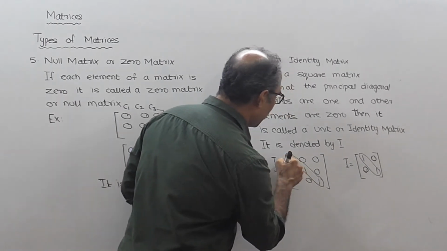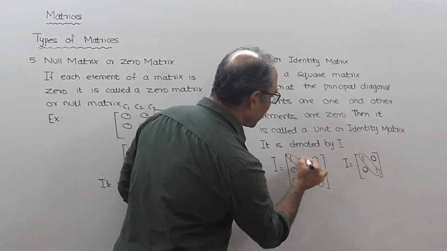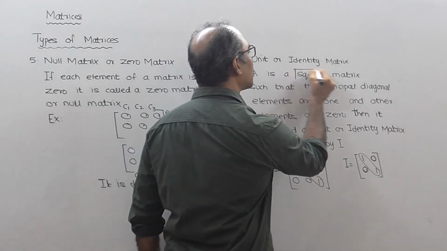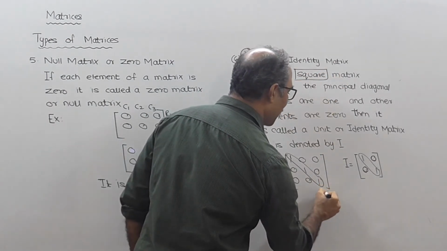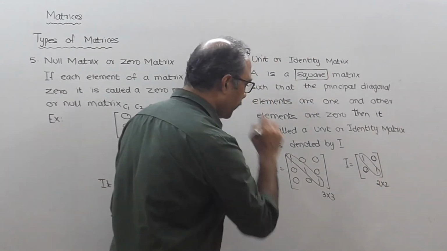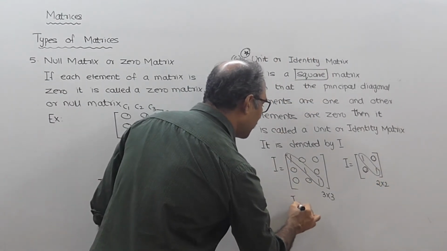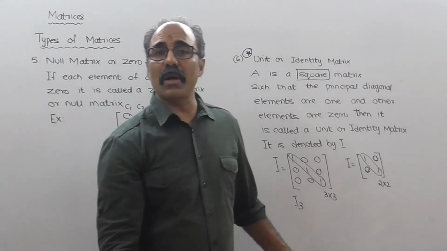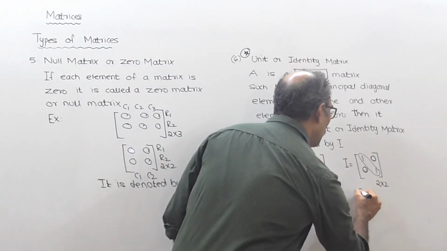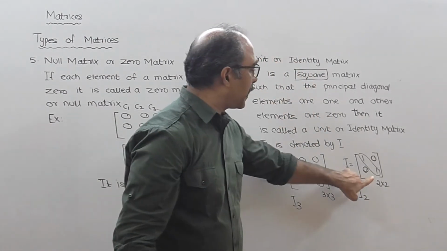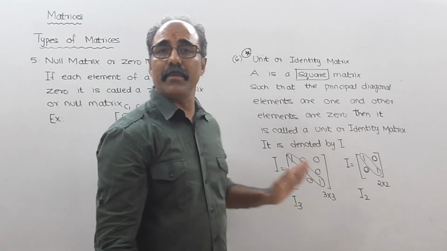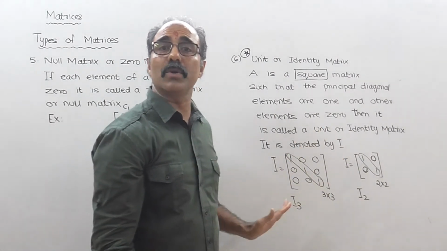Look here, 1, 1, 1, rest all the elements are what? 0. So it is necessary that it has to be a square matrix. So this is a matrix of the order 3 by 3, this is a matrix of the order 2 by 2. If I say I3, it will be called an identity matrix of the order 3 and I2 will be called an identity matrix of the order 2. So I2 is 1, 0, 0, 1. I3 means 1, 0, 0, 0, 1, 0, 0, 0, 1.